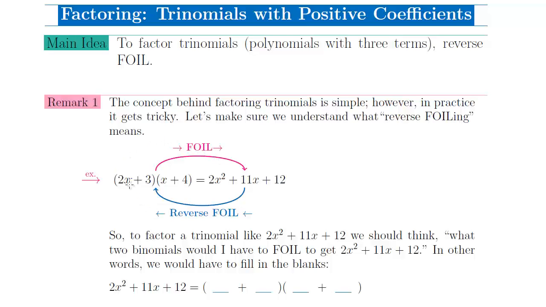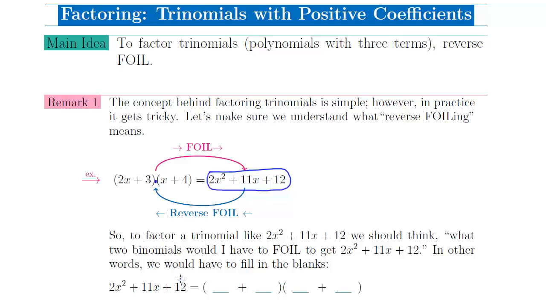If you look at this example here, when you multiply something like 2x plus 3 times x plus 4, you FOIL. You multiply first, outer, inner, last. And when you do that, you get 2x squared plus 11x plus 12. So now the question is, what if I wanted to factor 2x squared plus 11x plus 12? What if I wanted to go backward? What if I wanted to take this polynomial and come up with this product?